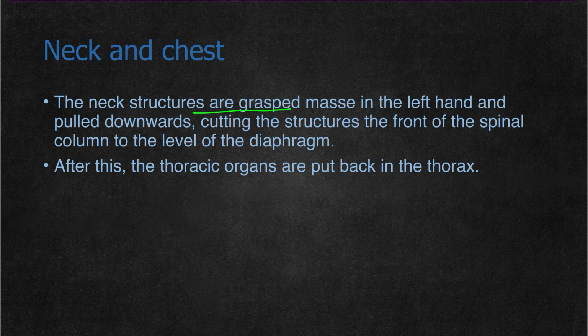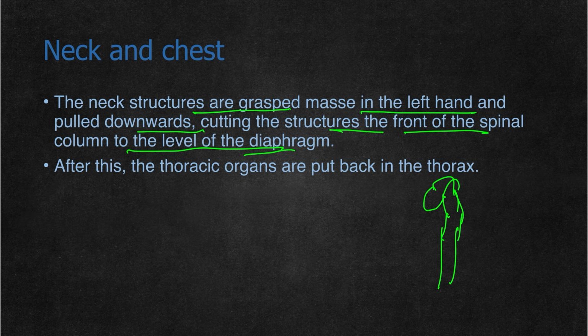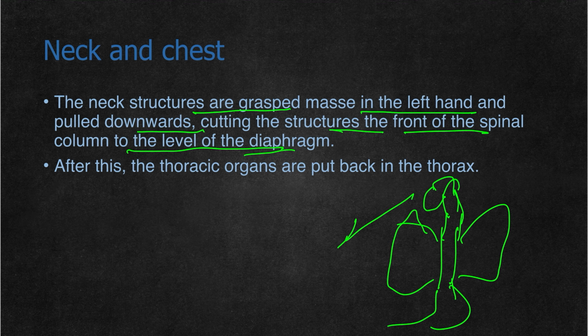The neck structures are grasped en masse in the left hand and pulled downwards, cutting the structures in front of the spinal column to the left, from the level of the diaphragm. So, from the tongue, the trachea, then the lungs, then the stomach are present. The tongue is pulled forward, and as it is pulled forward, any adhesions present near both sides of the lung have to be removed.